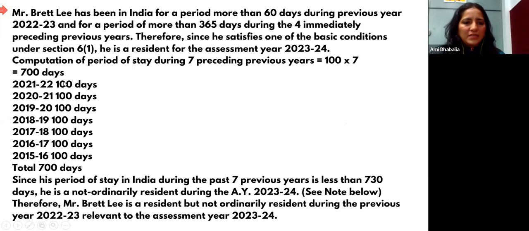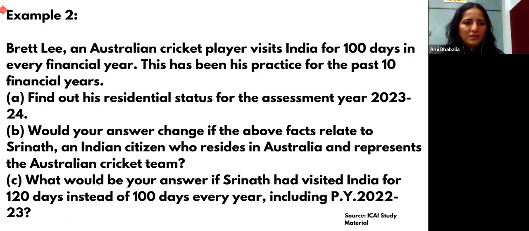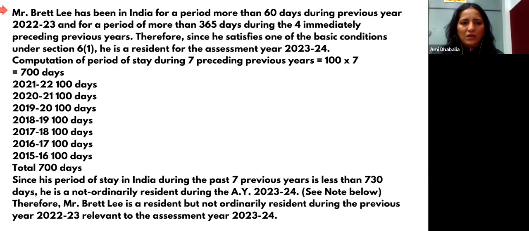Now, let's go back to the main question and see point number B. Would your answer change if the above facts relate to Srinath, an Indian citizen who resides in Australia and represents the Australian cricket team? So please note, Srinath is an Indian citizen. And now he's coming to India and similarly staying in India for 100 days.